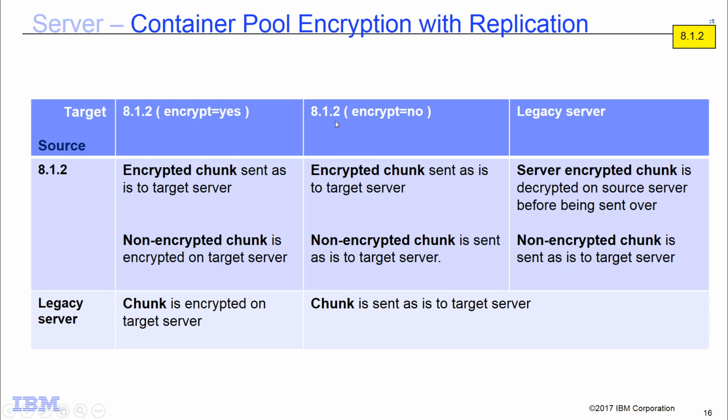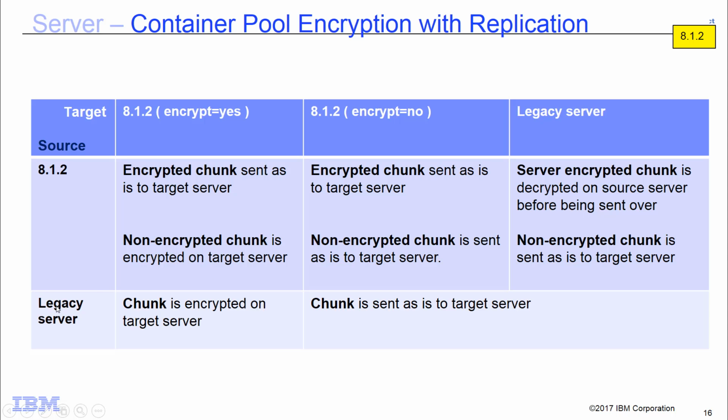If you have encryption set to no on the target server, then the encrypted chunks on the source server will still simply be sent as they are to the target server. And any non-encrypted chunks will simply be sent to the target server but will not be encrypted over there. And if your target Spectrum Protect server is a legacy server, then the server encrypted chunk is decrypted on the source server before being sent over.